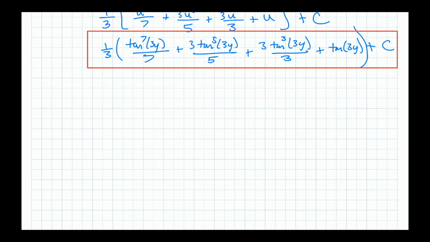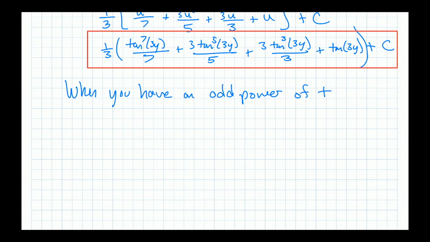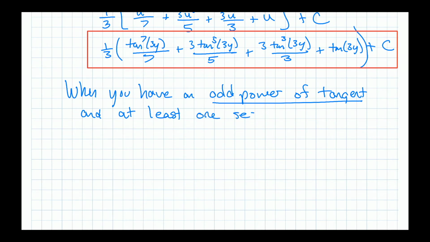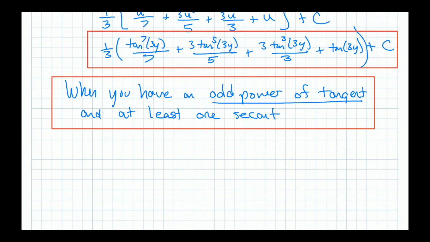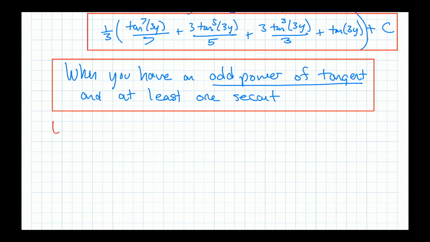The next thing we're going to learn is when you have an odd power of tangent and at least one secant. That's what you're going to need. If you have that, then you are going to be able to do what we're about to do, which is this. So let's see an example.